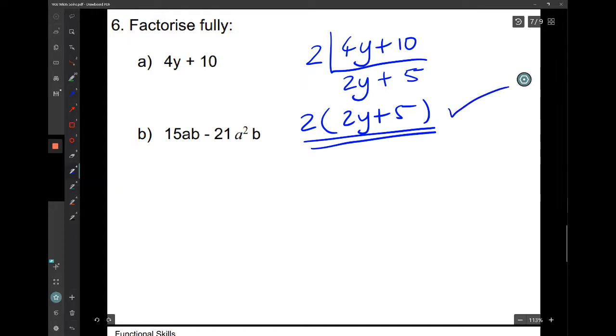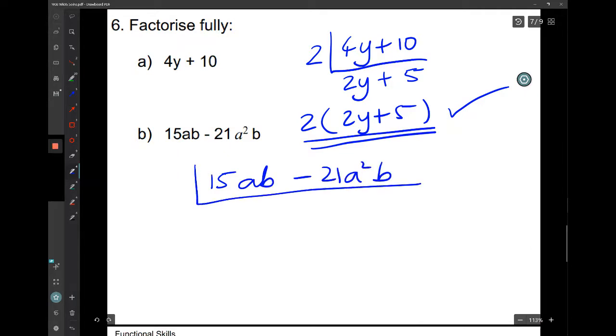And then the second one, 15ab take away 21a squared b. You can break it down however you want. You can take out all the factors in one go if you want to. I'm going to do the numbers first. So what goes into 15 and 21? I know 3 goes into both. So 3 times 5ab take away 7a squared b.